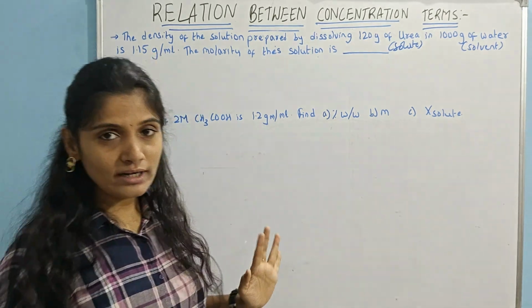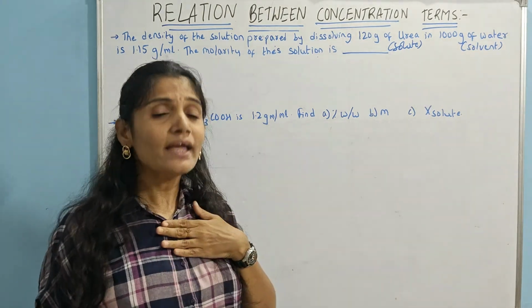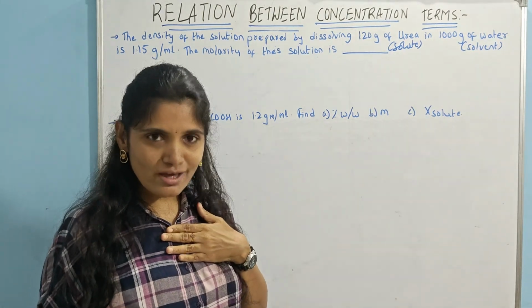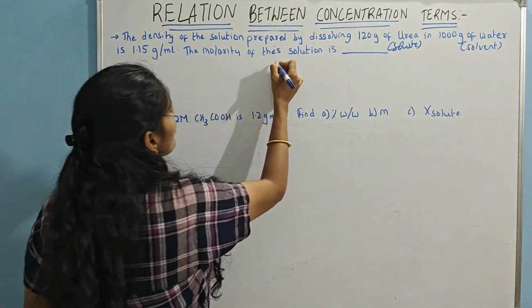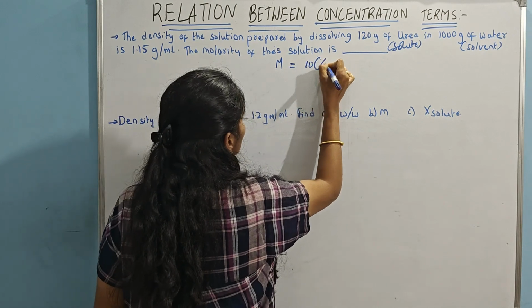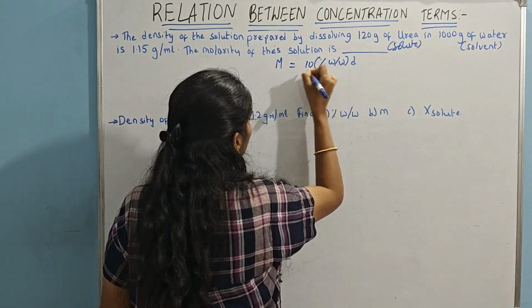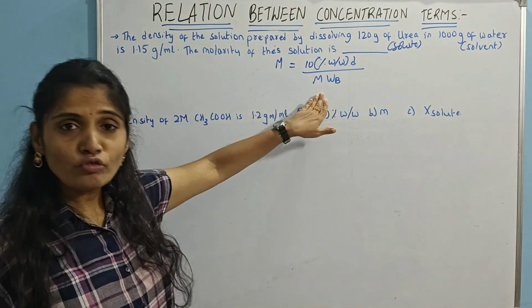Density I have, it is directly given, but percentage weight by weight is not directly given, but I can calculate percentage weight by weight first and then go to molarity. Because the molarity formula will be 10 into percentage weight by weight into density divided by molecular weight of B, which is the molecular weight of solute.